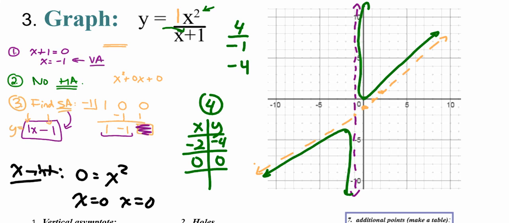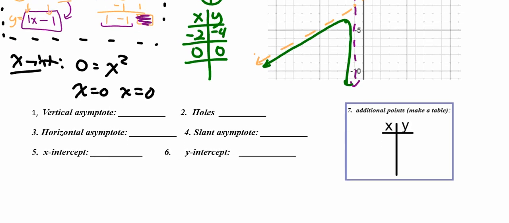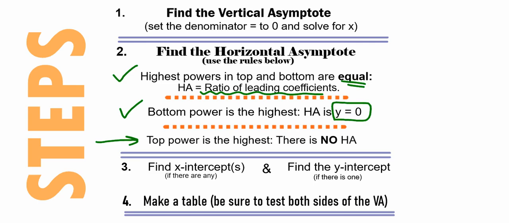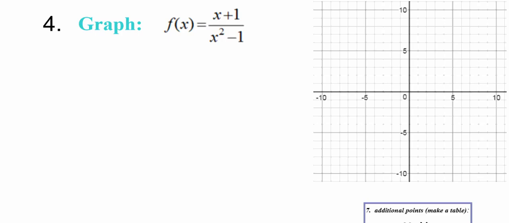Our new thing was finding that slant asymptote. Whenever we look for that, there's no horizontal asymptote, and there's no horizontal asymptote every time the power in the numerator is greater than the highest power in the denominator. I'm not going to fill these in because you all can do that. We did holes in the last lesson, but there's no holes here. You can fill the rest of it in. I'm going to keep going. There's our steps. So we've got another one.